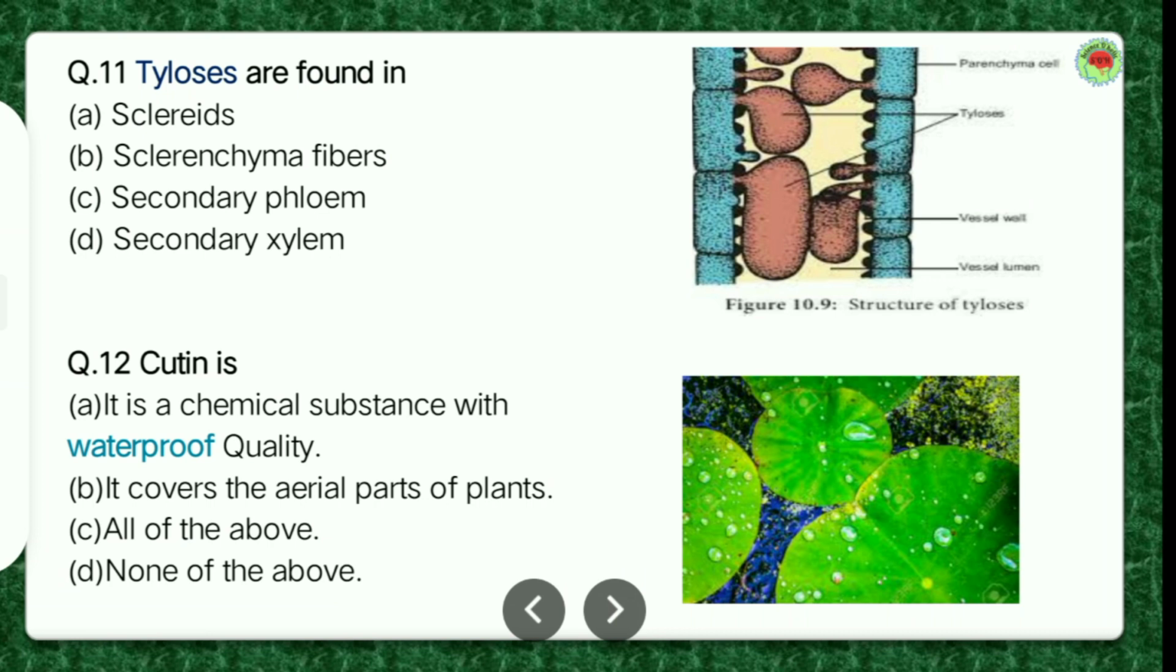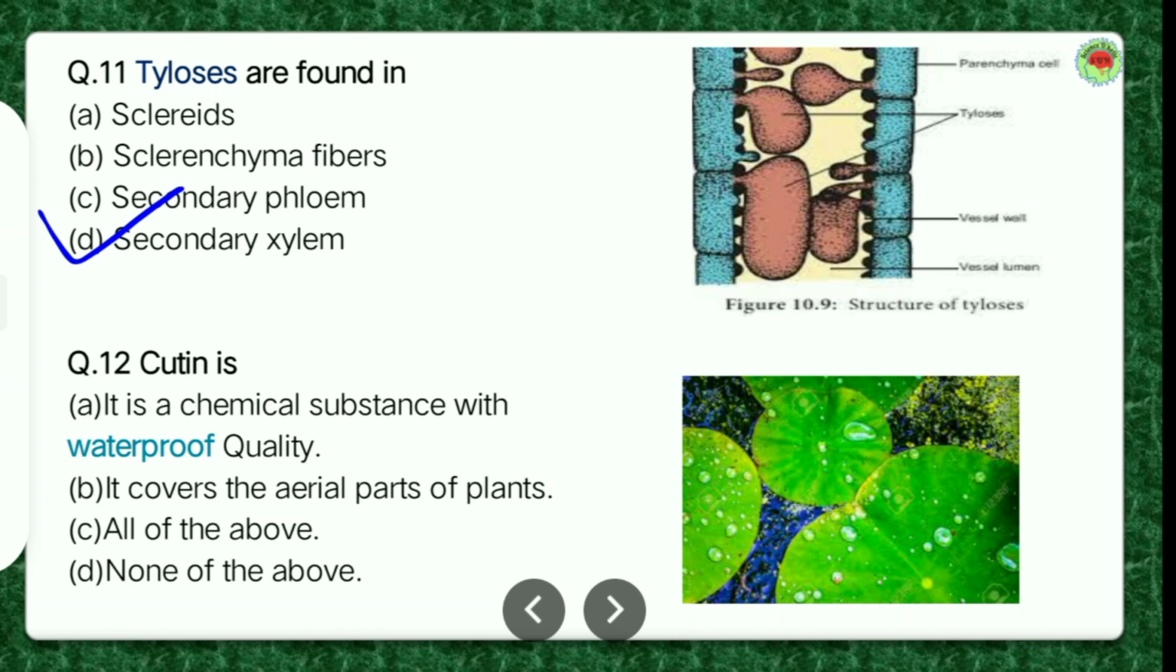Question number 11. Tyloses are found in. Now, there are four options. Option A sclereid, B sclerenchyma fiber, C secondary phloem, D secondary xylem. So tyloses are the structures found in secondary xylem. In the condition of drought or any infection in the vascular bundle, this structure helps the plant to survive. So the correct answer is D, secondary xylem. And here you can see in the image, these red bulges are the tyloses present in the secondary xylem.